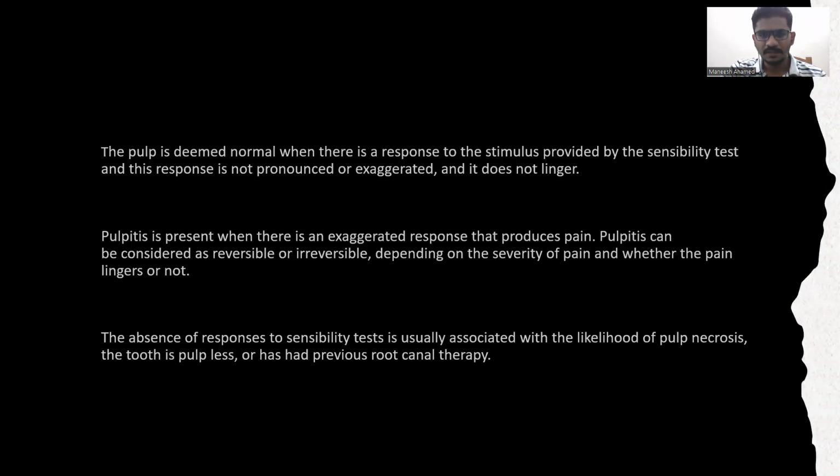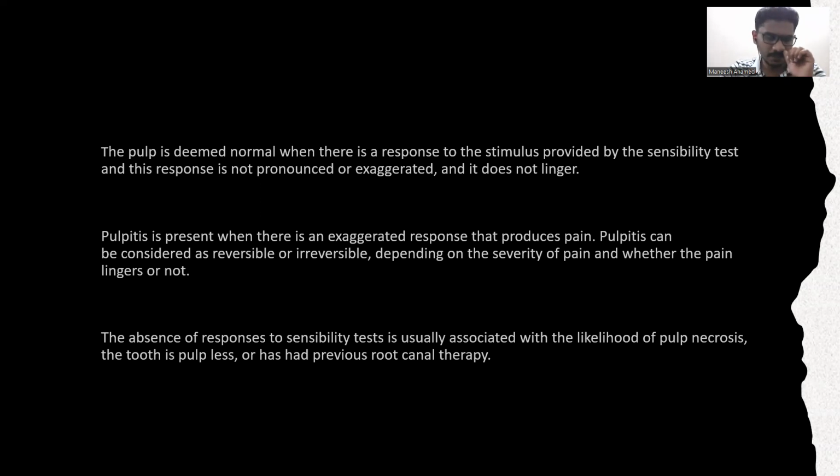The pulp is deemed normal when there is a response to the stimulus provided by the sensibility test, and this response is not pronounced or exaggerated, and it does not linger. Pulpitis is present when there is an exaggerated response that produces pain. Pulpitis can be considered reversible or irreversible depending on the severity of the pain and whether the pain lingers or not. So basically, if the pulp is normal, the sensibility test will be normal compared to a normal tooth. The response is not exaggerated and does not linger. Whereas in irreversible pulpitis, the response can be exaggerated and can linger.